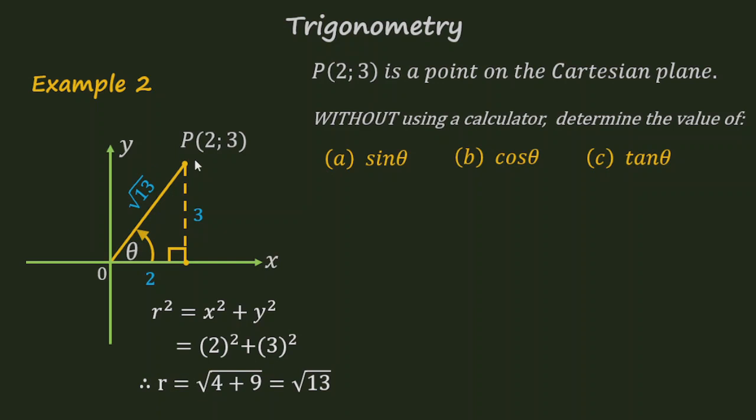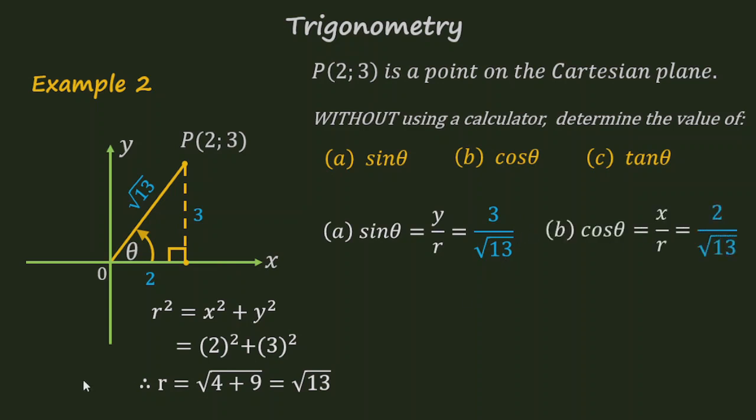Now, in this right-angled triangle, we have all the sides. We can use the sides of this right-angled triangle to express these three trigonometric ratios. We know that the sine of theta is given by opposite over the hypotenuse. Therefore, the sine of theta will be 3 over the square root of 13. And the cos of theta is given by the adjacent over the hypotenuse, which is x over r. That will be 2 over the square root of 13. And the tan of theta is given by the opposite over the adjacent, which is 3 over 2.